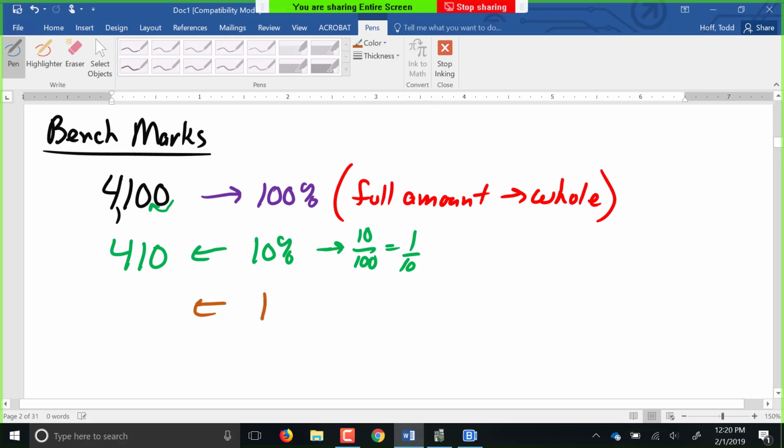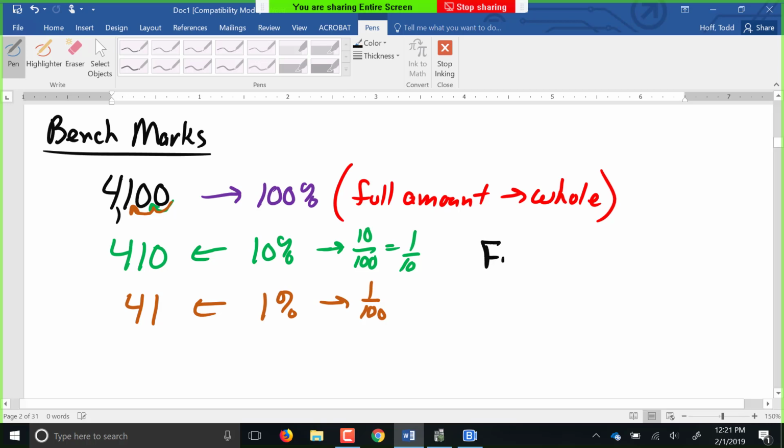The next one that I usually use is 1%. That's 1 out of 100, or 1/100th of the number. Well, again, that's dividing by 100, which would be moving the decimal over 2 spots, or in this case, dropping 2 zeros. That would be 41.